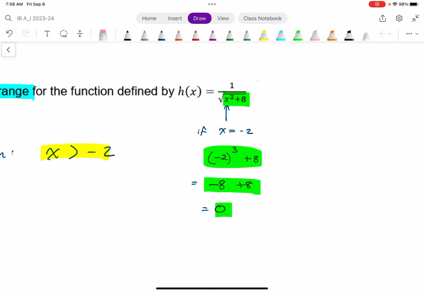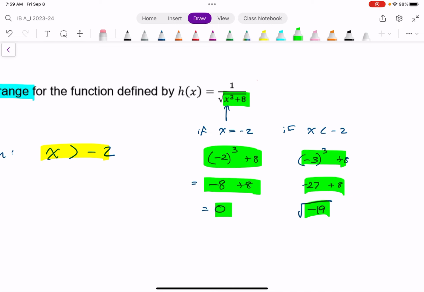As well, when x is less than -2, so let's say, I don't know, my example is -3, for example. Notice what we get then. For -3 cubed plus 8, I get -27 plus 8, which is -19. And the problem is the square root of a negative number is not a real number. And that's why my graph doesn't even exist to the left, because as soon as x is less than -2, this whole thing kind of falls apart.